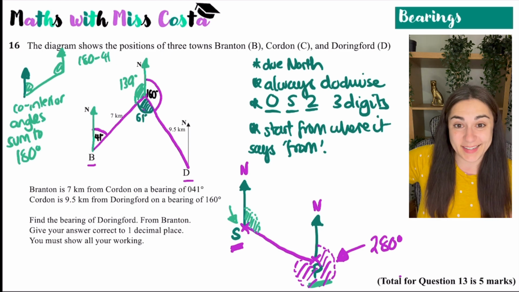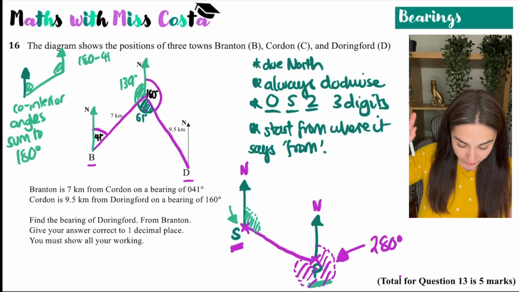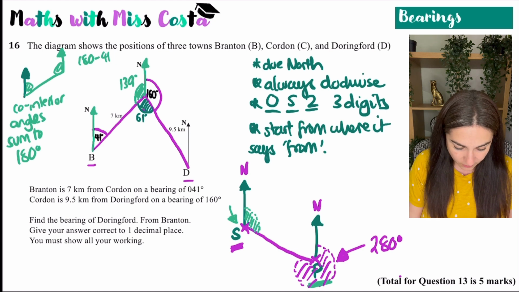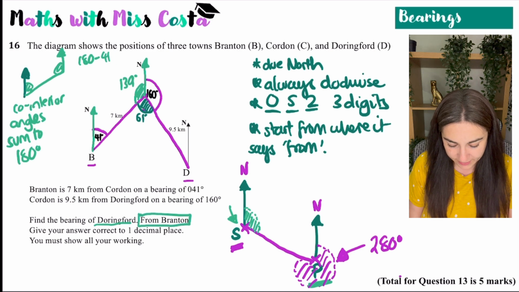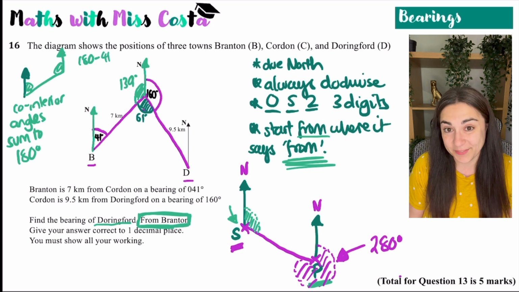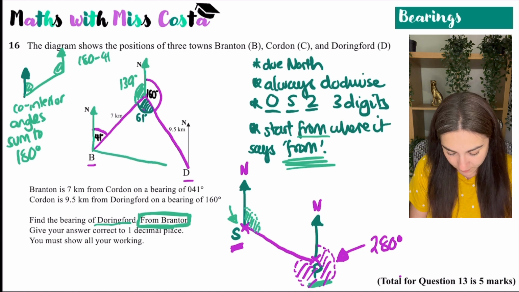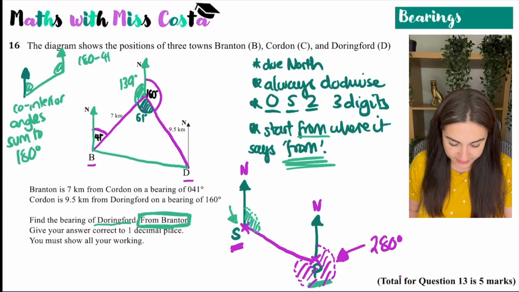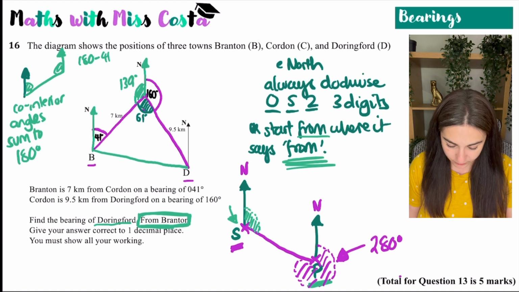So these are just the easy angles that I can find out before I've even looked at the rest of the question. Now, I want to find the bearing of Dorringford from Branton. Remember, that's the key word we need to look out for. So we start from where it says from. First things first, I want to draw a straight line from Branton to Dorringford. So essentially, I'm just going to get rid of all of this.